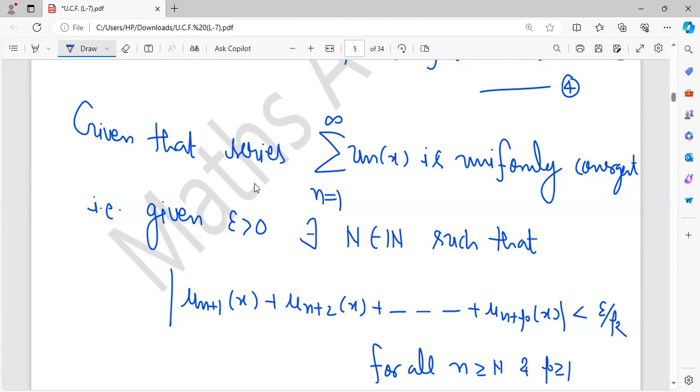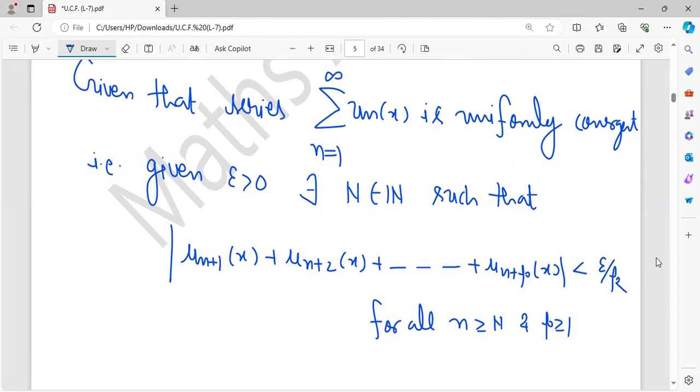Okay. Or you can choose p greater than equal to 1. So this series is uniformly convergent. So a uniformly convergent series is uniformly Cauchy. And by definition of Cauchy, given any epsilon greater than 0, this will happen, because the series is uniformly Cauchy, for all x belongs to I. Okay. So this is happening.